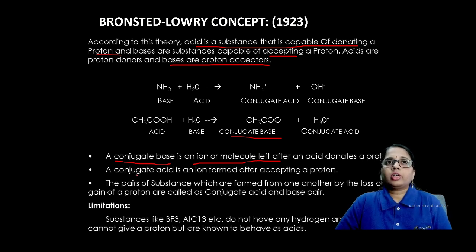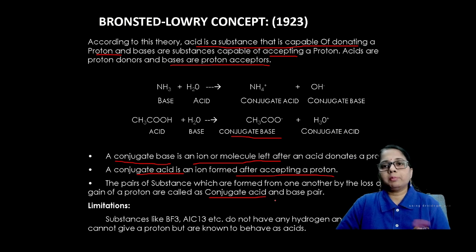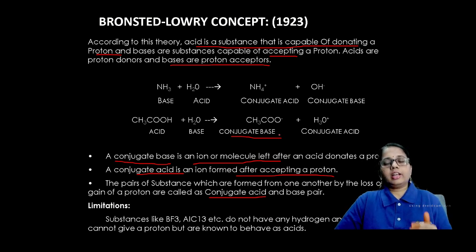A conjugate acid is an ion formed after accepting a proton. These pairs of substances, which are formed from one another by the loss or gain of a proton, are called conjugate acid and conjugate base. Thereby this is called a conjugate acid and base pair, and similarly, vice versa, a conjugate base and acid pair. These are the different concepts we are going to see while defining what is an acid and what is a base.